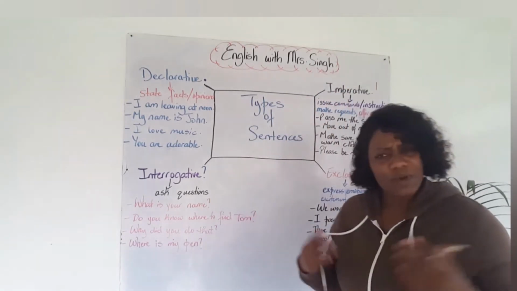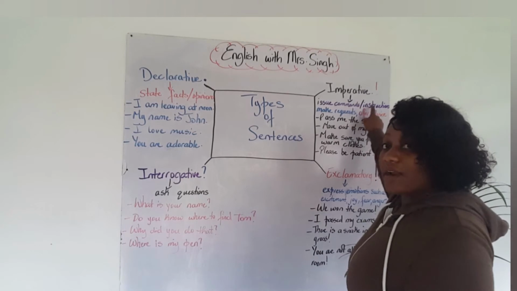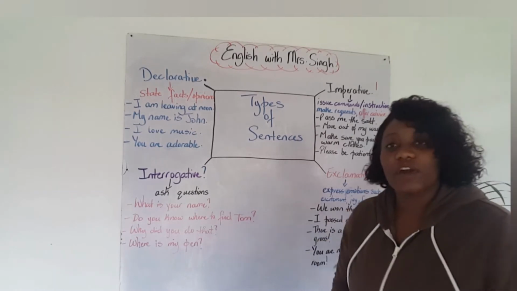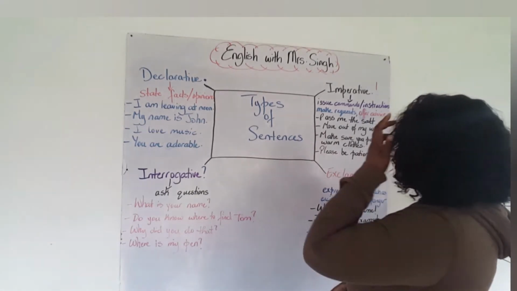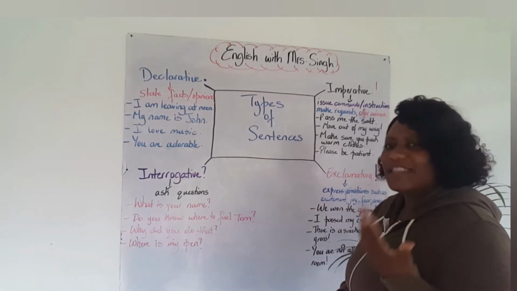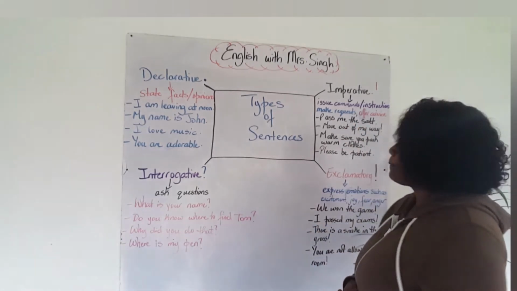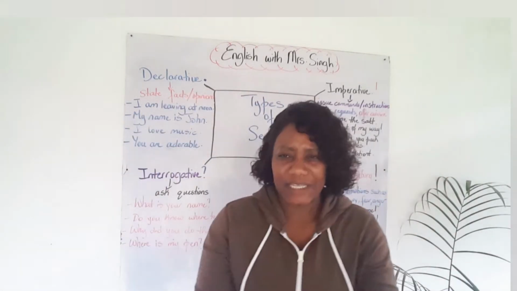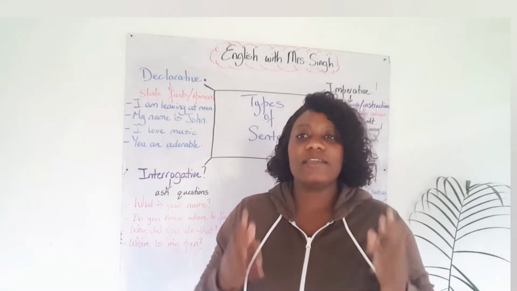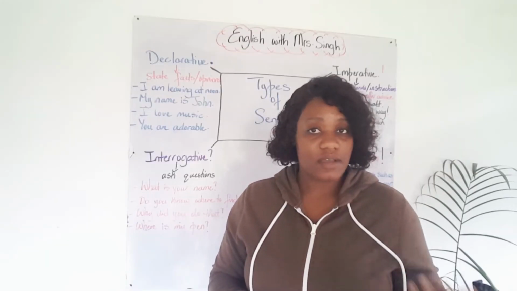Imperative sentences. What are imperative sentences? These sentences issue commands or instructions. They make requests or they offer advice. Now, let us look at some examples of these type of sentences. Pass me the salt. Before we even go into the examples, a point to note is that imperative sentences can end with a period or an exclamation mark.